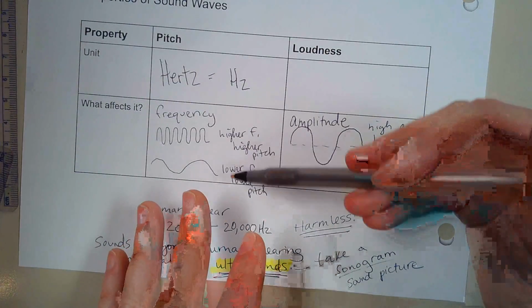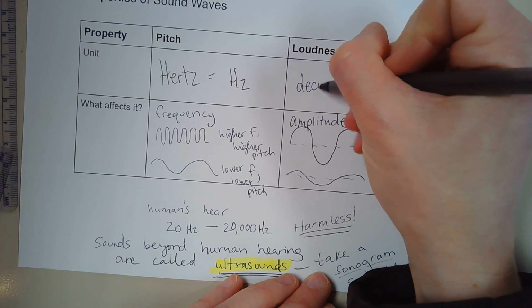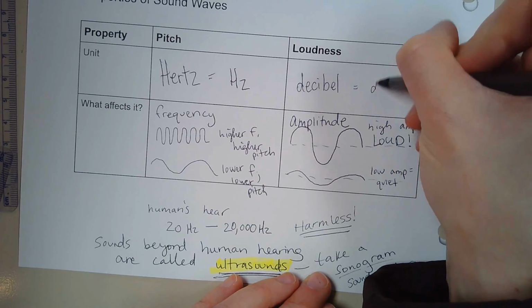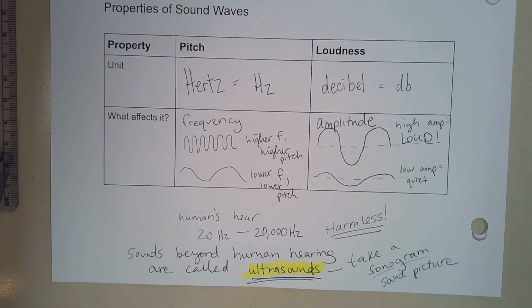So pitch is the frequency of the wave, amplitude is the loudness, and we measure this in decibels, or dB. And so that's what we talked about for sound waves. If you have any questions, let me know.